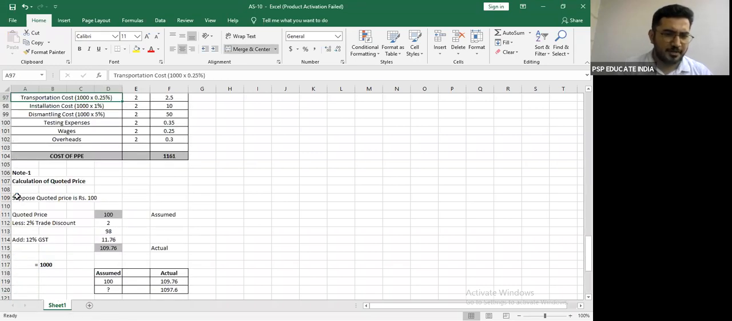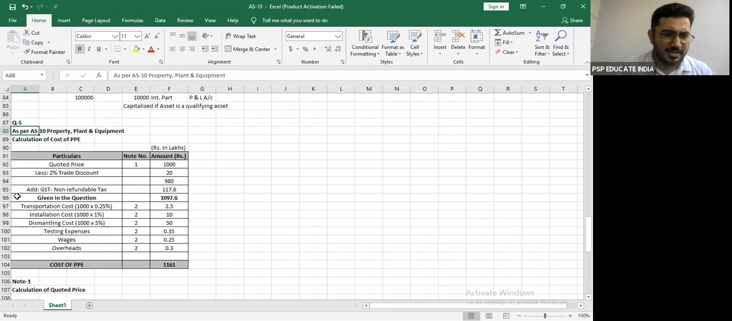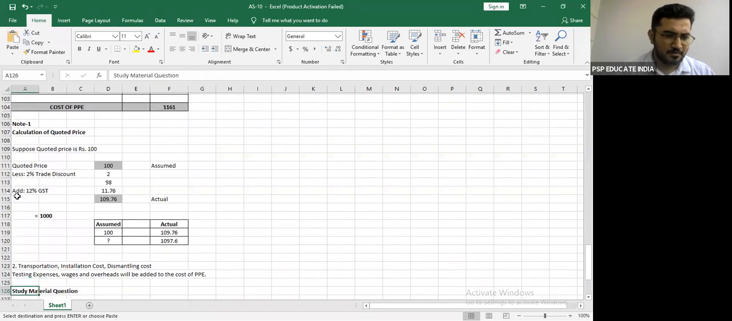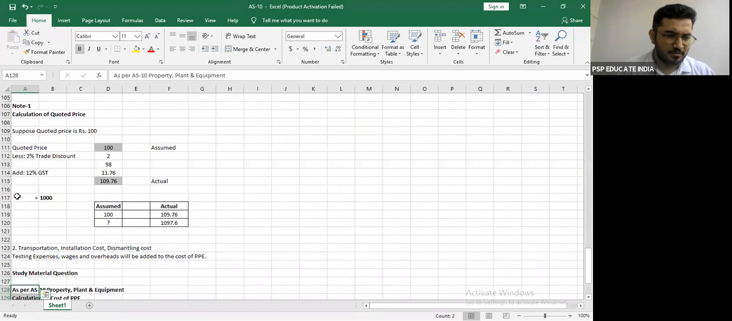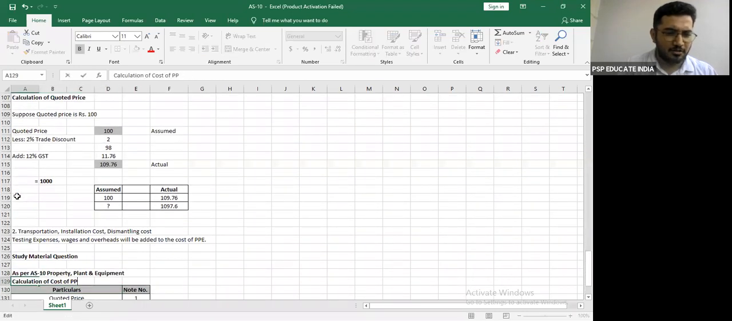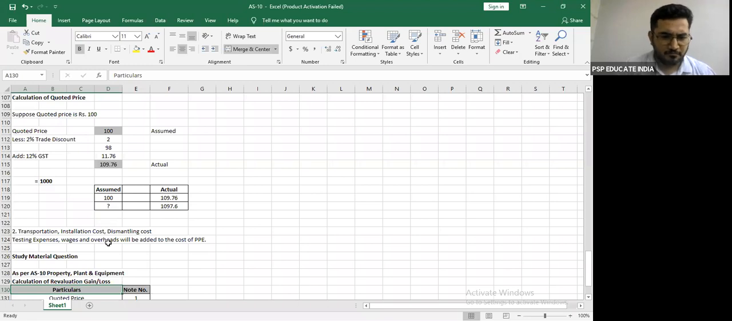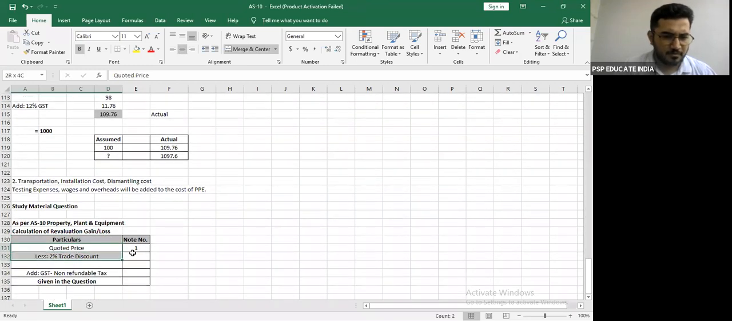Put your first statement. As per accounting standard 10, property, plant and equipment, calculation of revaluation gain or loss.